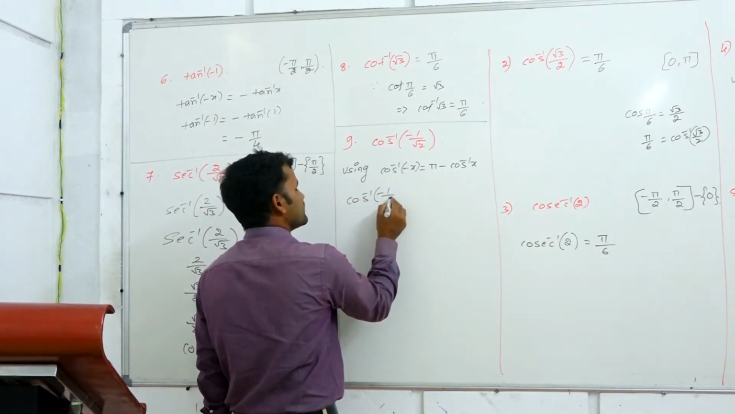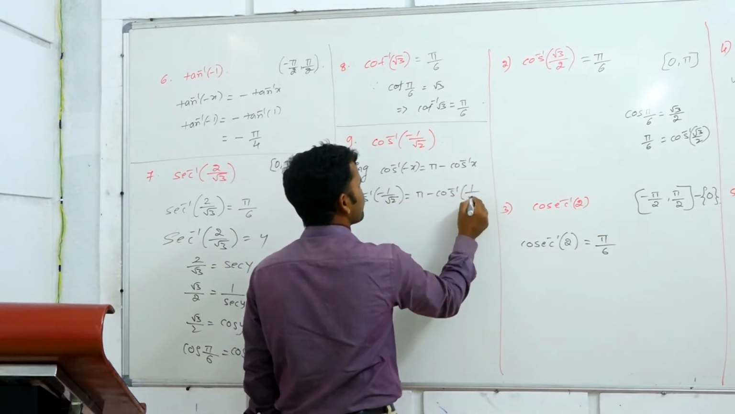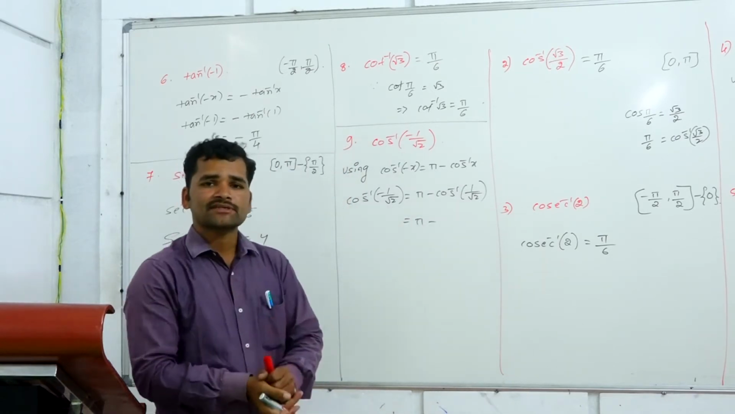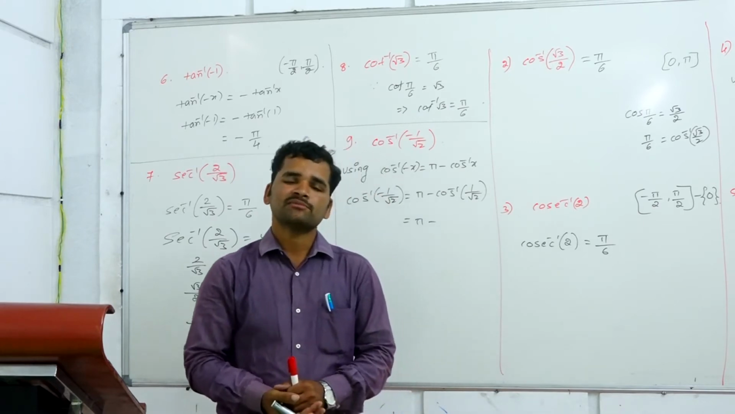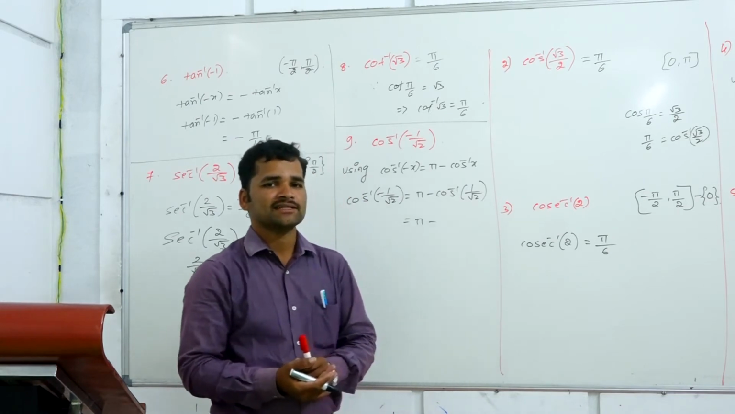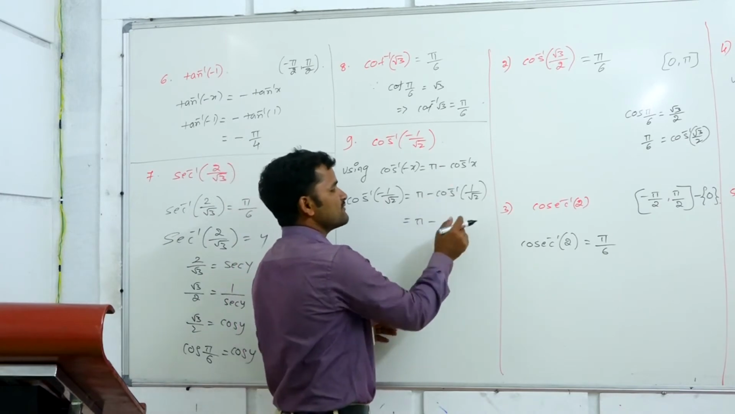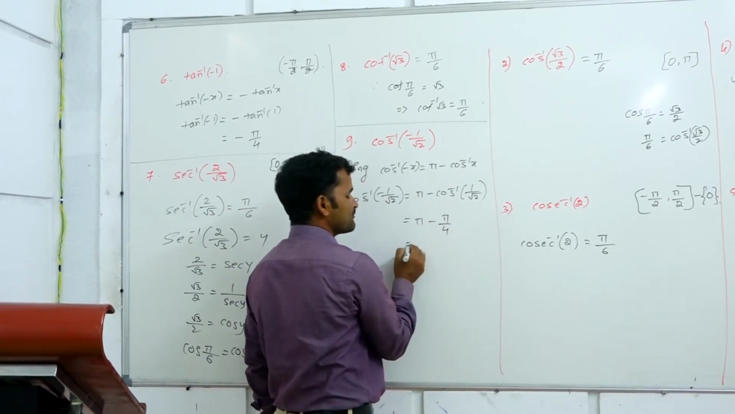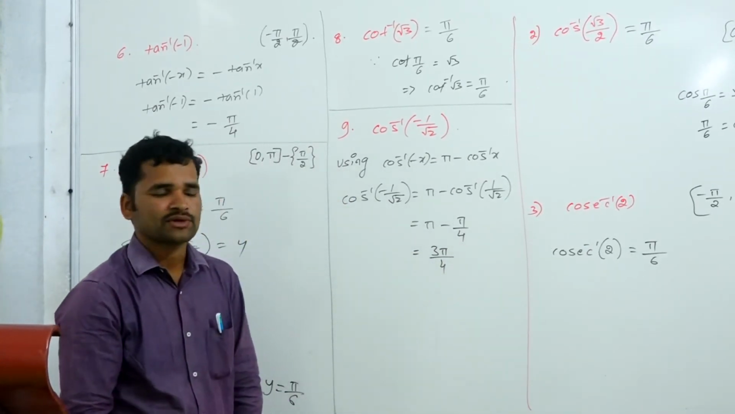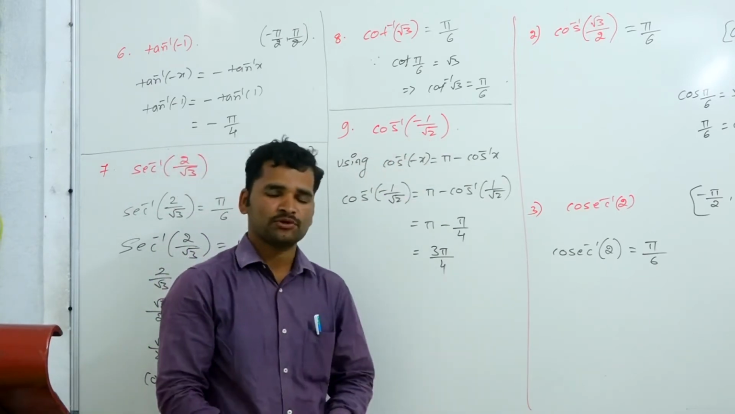Cos inverse of minus 1 by root 2 is equal to pi minus cos inverse of 1 by root 2. Cos of which angle gives you 1 by root 2? That is cos of 45 degree. Cos 45 degree in radians, you can write cos pi by 4. So cos inverse of 1 by root 2 is nothing but pi by 4. Yes, you cross multiply, this is nothing but 3 pi by 4. Principal value branch of cos inverse of minus 1 by root 2 is 3 pi by 4.